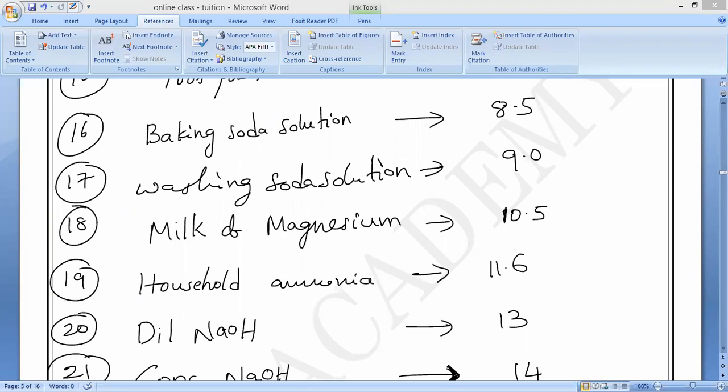But if you compare carrot juice and apple juice, which is having more pH value, apple juice or carrot juice? Carrot juice. So, who is more acidic in nature? Apple juice. Apple juice is more acidic in nature. That is what you have to remember.